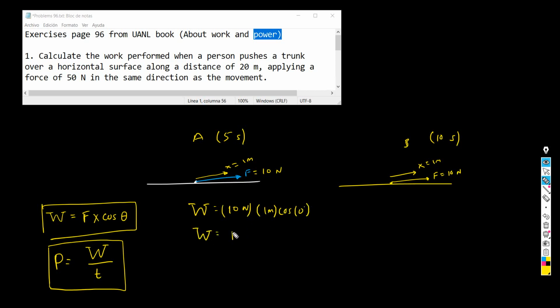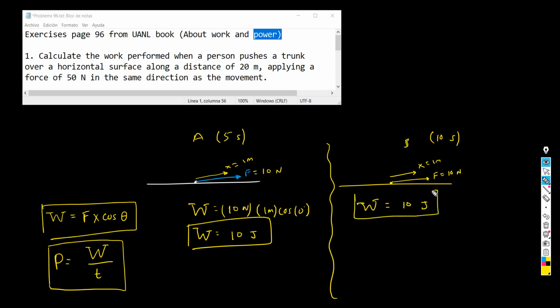When you calculate this, you will get a work of 10 joules. So this is the work done by person A. And the same is going to happen for person B, since I have the same values. Person B is going to do the same work on this particle. So both people do the same amount of work on the same particle. What is the only difference? The time in which both people do such work.